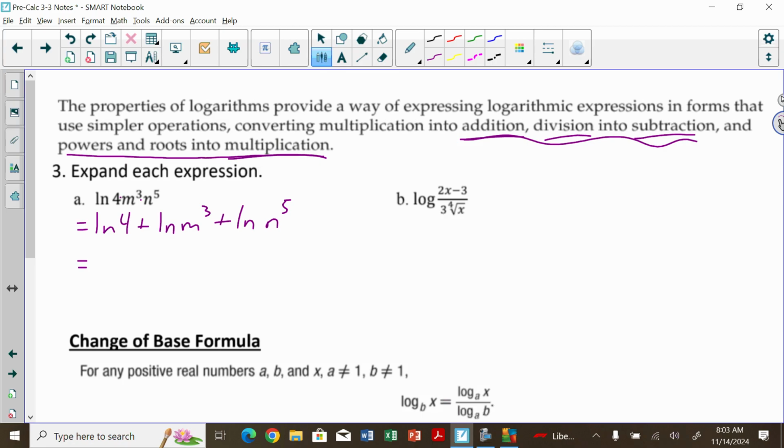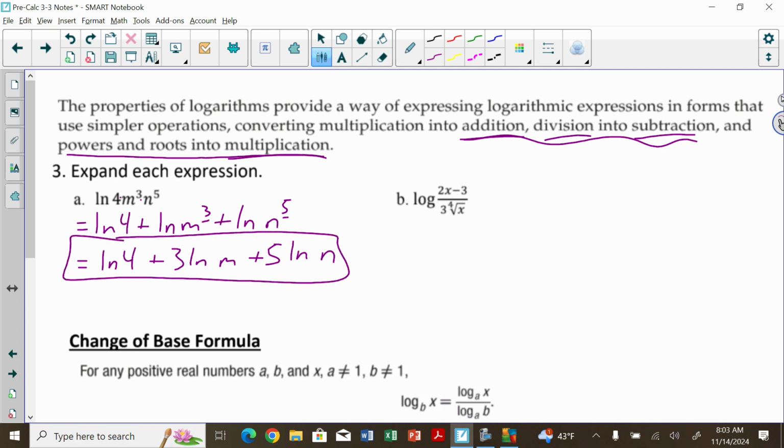Now I can use the power property because I've got this 3 and this 5 here, and I can move those. The first term stays the same. Second term now becomes this. And the third term, I'm going to bring that 5 in front and it becomes this. And that's as far as we can go. So we've done it. Okay.